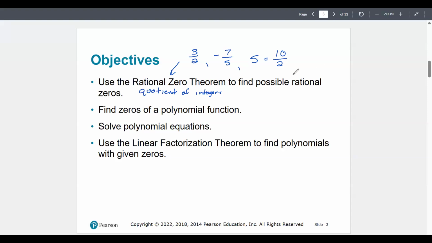And after we do the rational zeros theorem, most of what we're going to be doing is very similar to what we were doing in our last section.